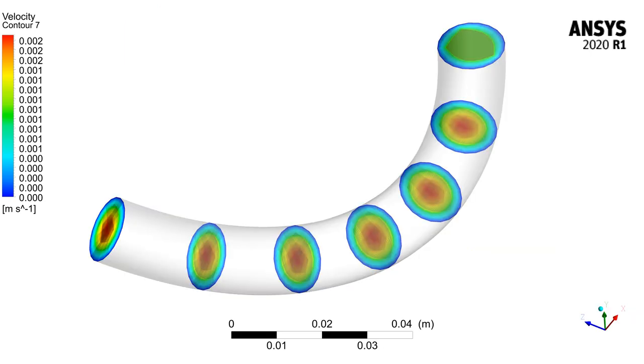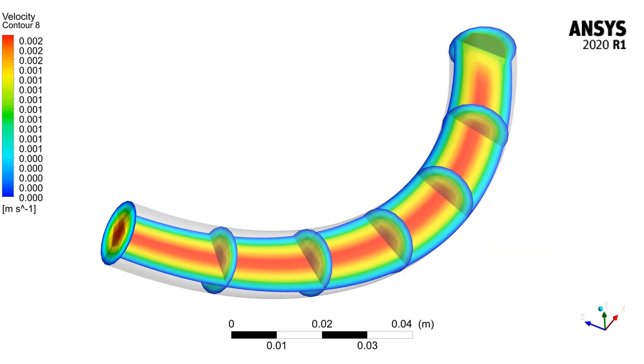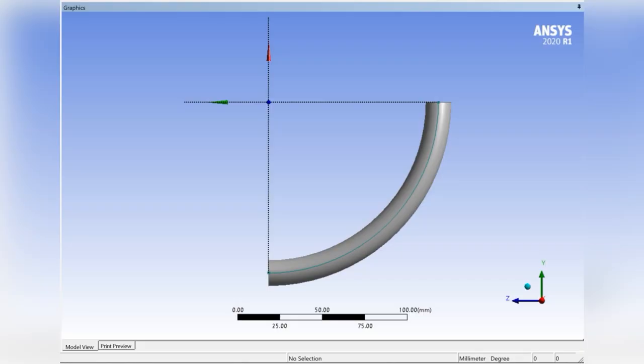For this tutorial, I created a 90-degree bend pipe geometry. Make the bend geometry in such a way that the center of the curvature lies at the origin, like this is shown in this image.